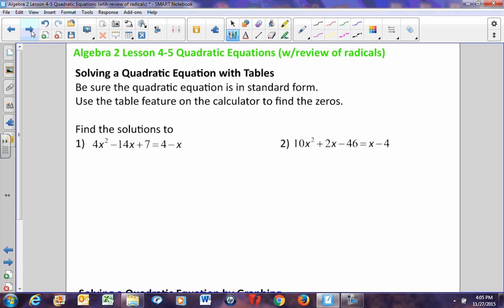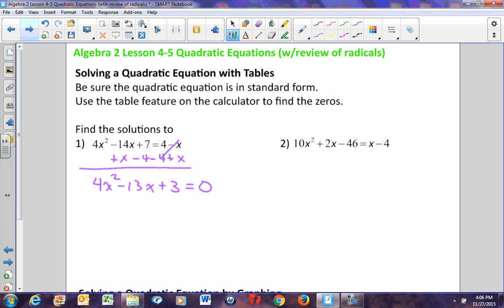So on my 84, I would just put in 4x squared minus 14x plus 7. Oh, well, the first thing we got to do is set it equal. We got to put it in a form we can use. So I'm going to add x and subtract 4. And by doing that, you get 4x squared minus 13x plus 3 equals 0. So we have to make sure it's in standard form first.